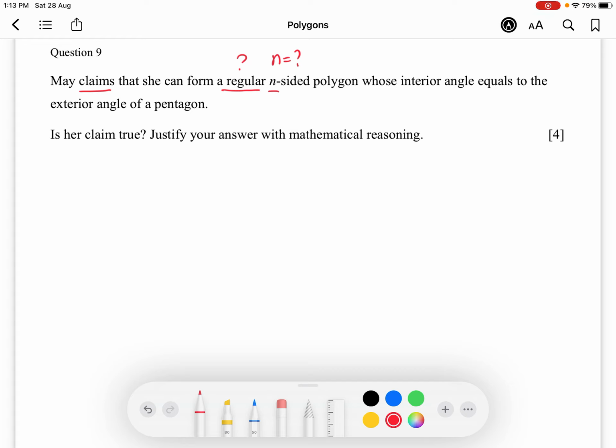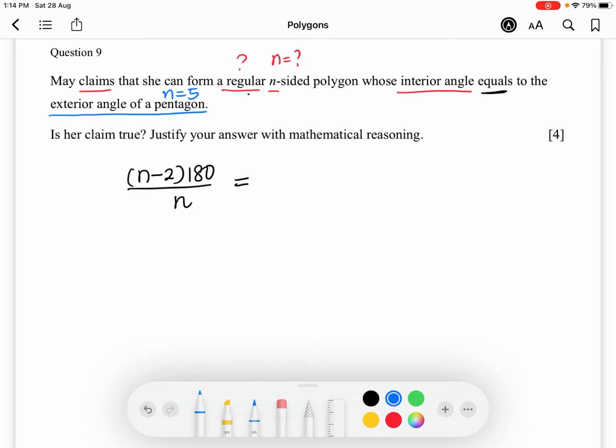Now they tell me to form a regular n-sided polygon whose interior angle, what is the interior angle formula for a regular polygon? The interior angle is given by (n minus 2) times 180, since she claimed it's regular, divided by n. This person says that this interior angle is equal to the exterior angle of a pentagon. What's a pentagon? A pentagon has 5 sides.